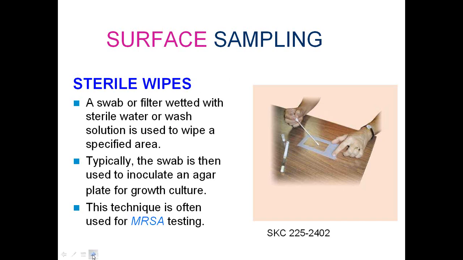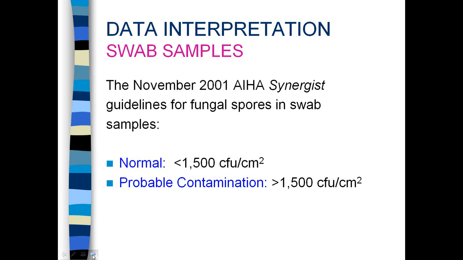Sterile wipes are also used for surface sampling. In this case, a swab or filter wetted with sterile water or other solution is used to wipe the specified area. Then the sampler is used to inoculate an agar plate for growth culture. This technique is used for MRSA testing. This slide offers some guidance for data interpretation. Normally, you should see less than 1,500 CFUs, colony-forming units, per square centimeter. Greater than this, probable contamination is indicated.